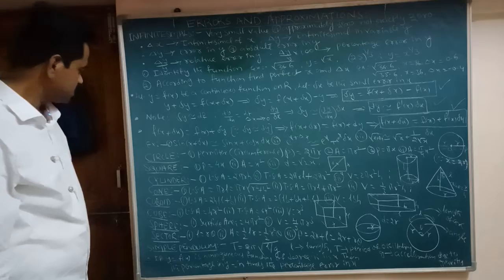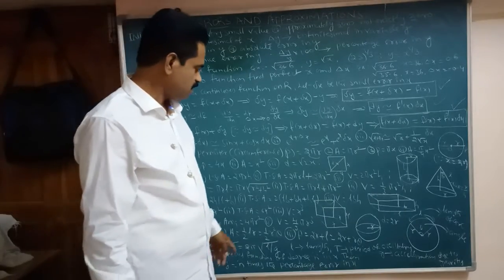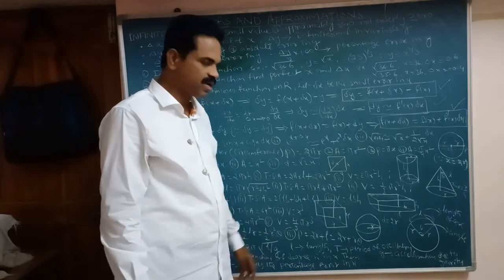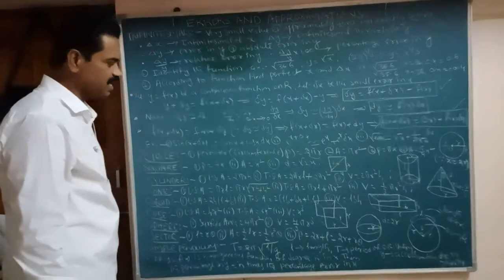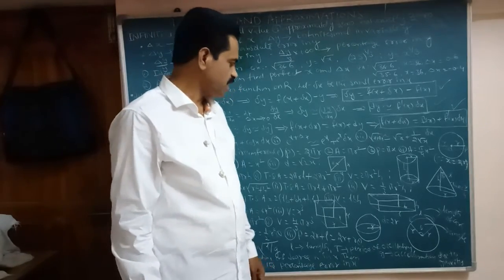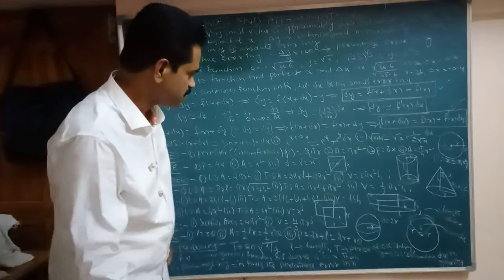And sector. Sector is l equal to r theta and A equal to half l r. We can write l equal to r theta, substitute here: half r into r theta, it is nothing but half r square theta. Then its perimeter is 2r plus l. l is nothing but r theta, that is 2r plus r theta. Then we can write r common: r into (2 plus theta).